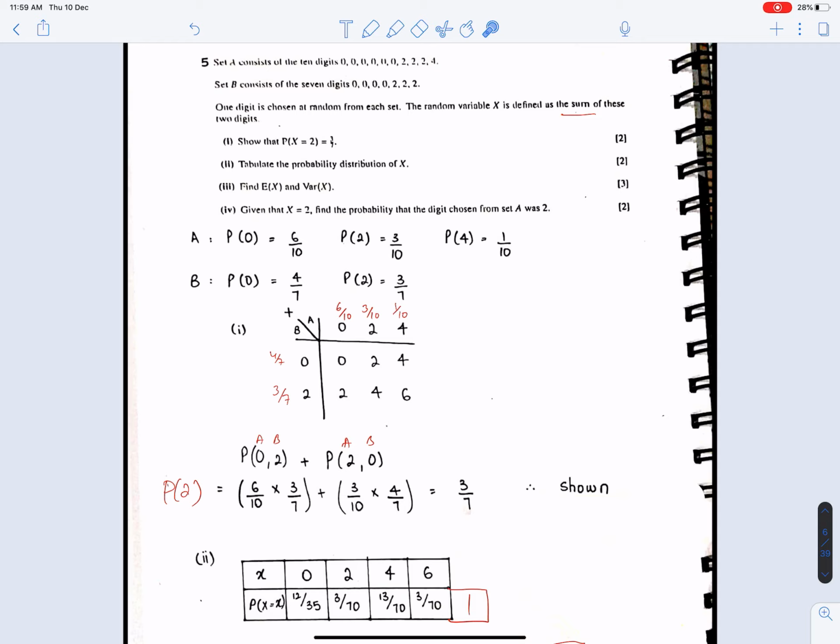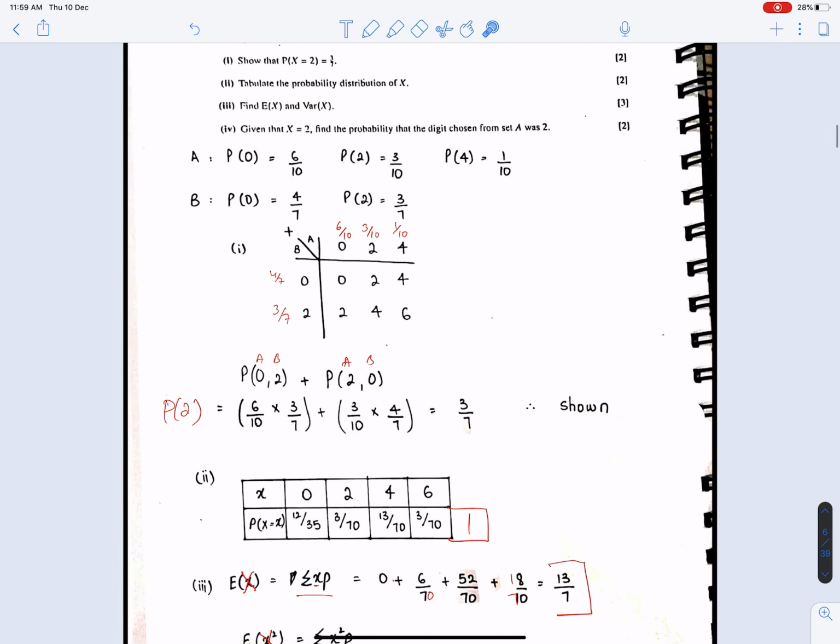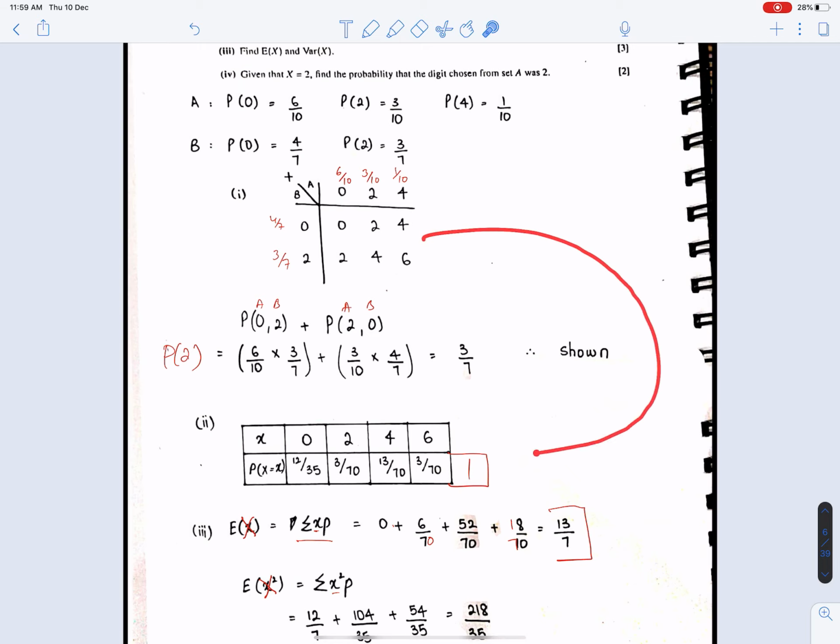Construct the probability distribution of x. Since x can take these values 0, 2, 4 and 6, therefore the table will be this. You all know how to get the probabilities of these numbers. We already have done the probability for number 2. Similarly, you can get the probability of 0, like 4 upon 7 times 6 upon 10. That will make 12 upon 35 and so on. Let me correct a few probabilities. This number should be 30 upon 7 and the rest is fine, I guess.